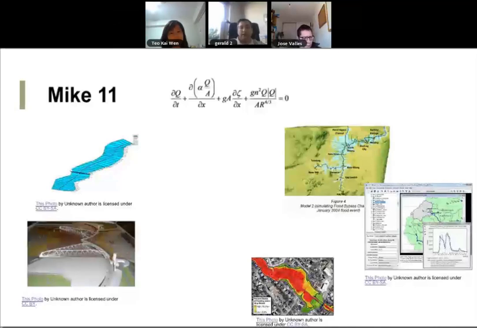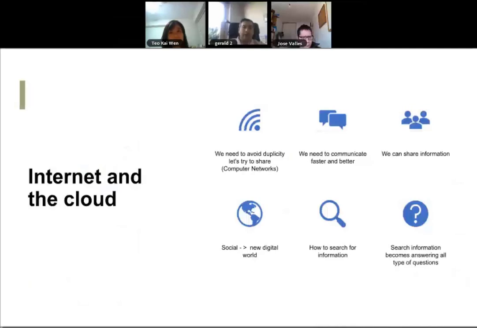We can evaluate cross sections in a river and see where they are going to inundate. We can build hydrological models that can show the flow that will happen at a certain moment, inundation areas, water depth, and so on. So that's an example of this part of programming. But it didn't stop there. When you finish that concept of programming, you move into the internet and the cloud.